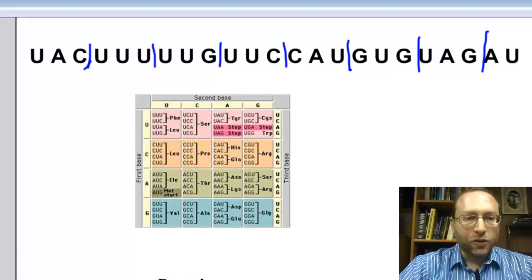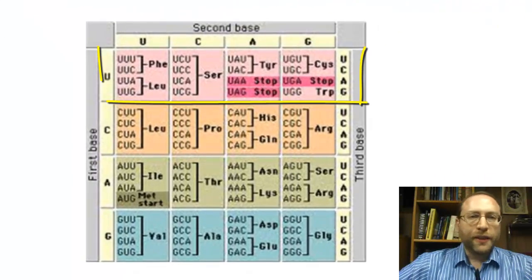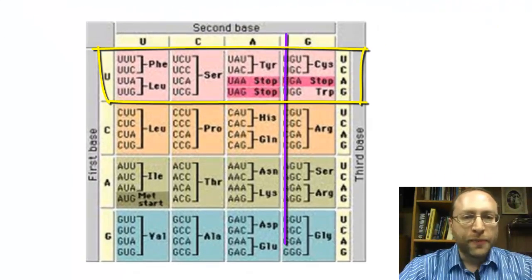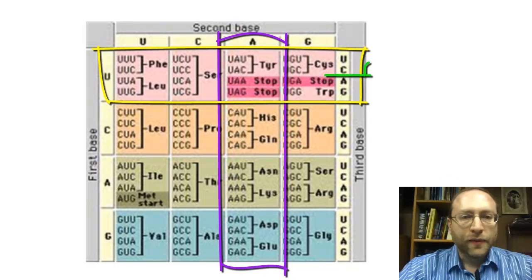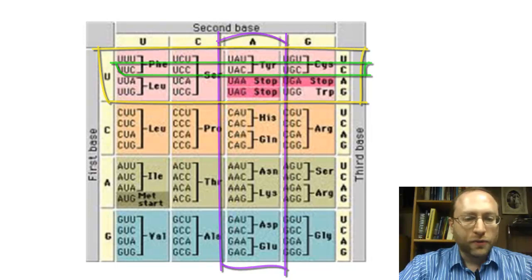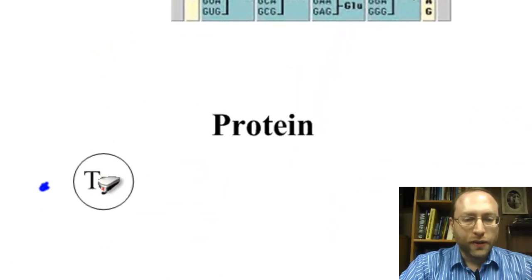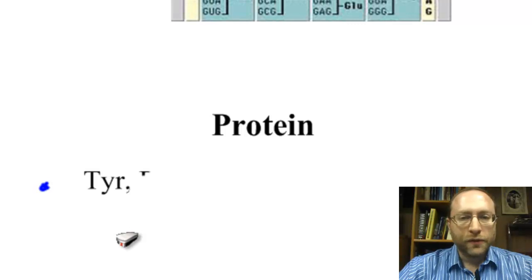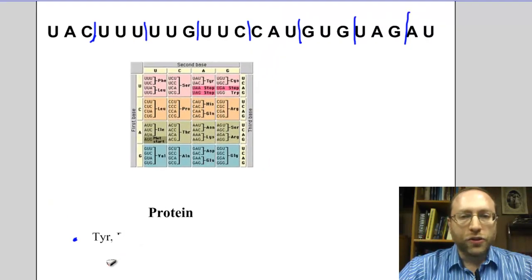So first let's look at UAC. We go to our first base, that's a U. Second base, then we go over to the A, and then we find UAC, and you see TYR. So let's go over here in our protein. First amino acid is tyrosine. TYR, all the 22 amino acids are given 3-letter initials.